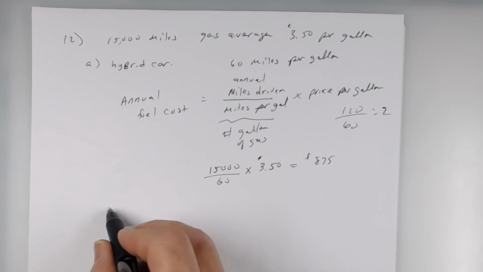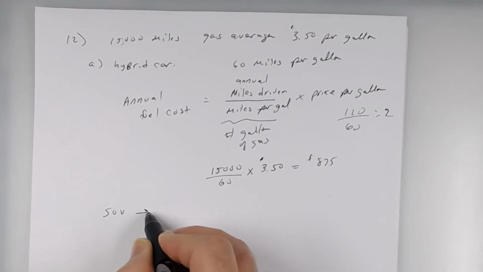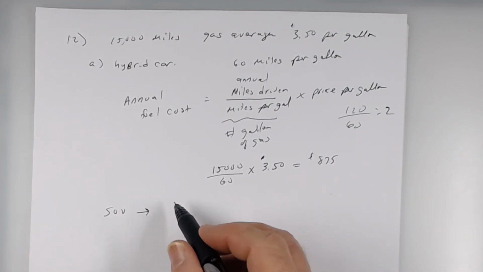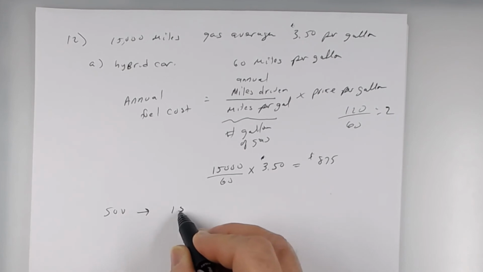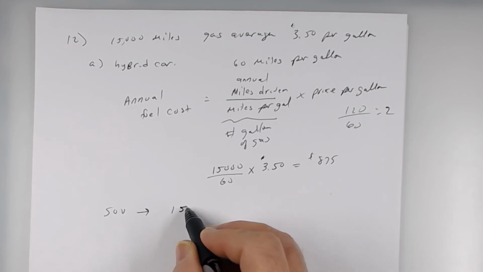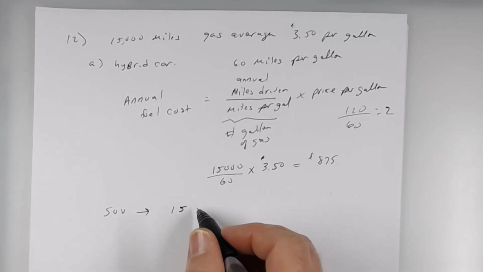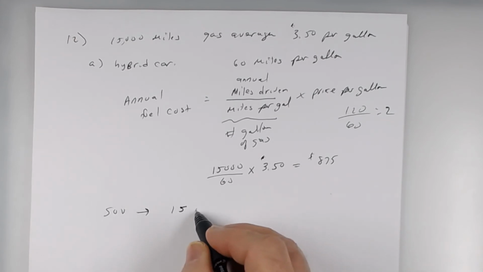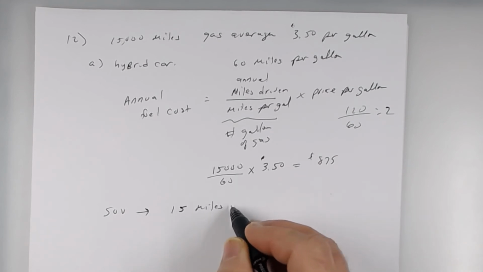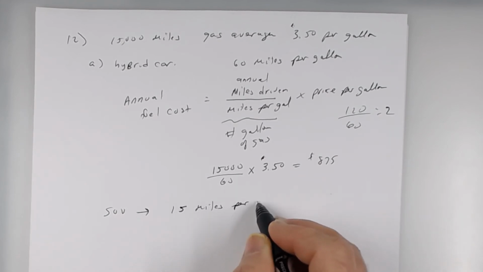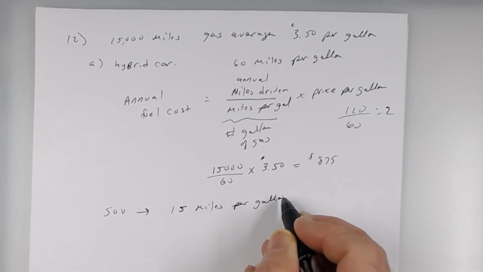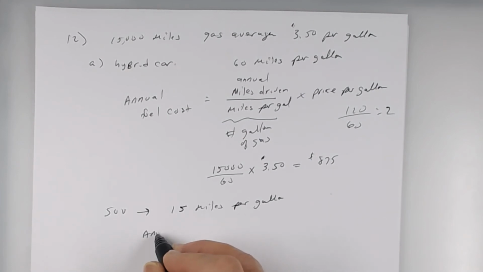So let's do the SUV. How many miles per gallon does the SUV get? 15? All right, so let's find the annual cost.